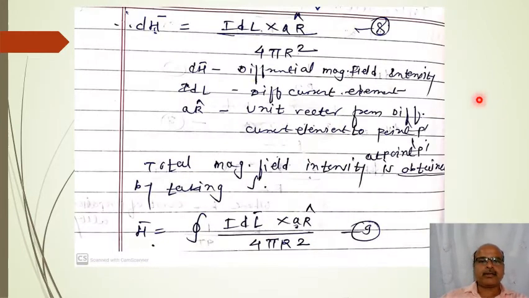In the next slide we can see dH̄ = I dl × âR / (4πr²), where dH̄ is the differential magnetic field intensity, I dl is the differential current element, and âR is the unit vector from the differential current element to the point P. Then the total magnetic field intensity at point P is obtained by taking the integral. So take the integral of equation number 8. Therefore, H̄ = ∮ I dl × âR / (4πr²). We will get equation number 9.